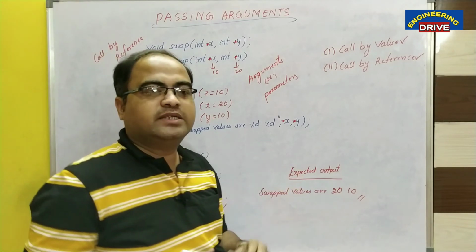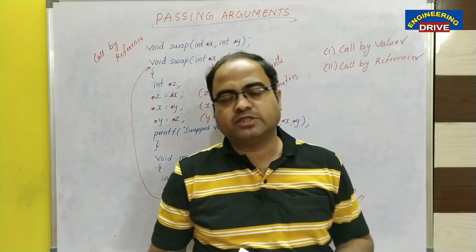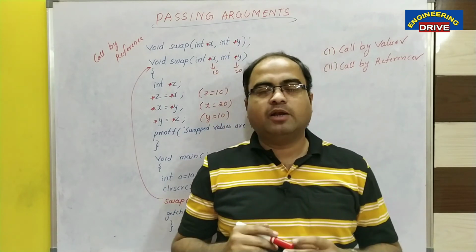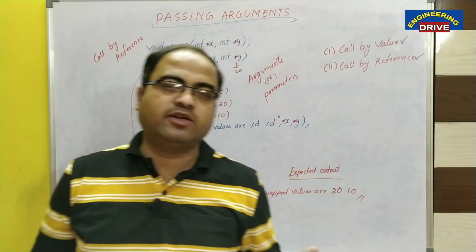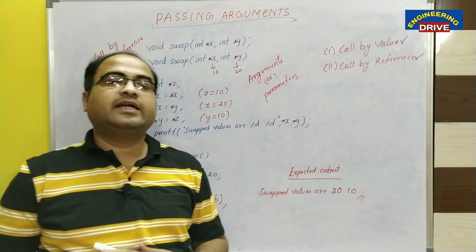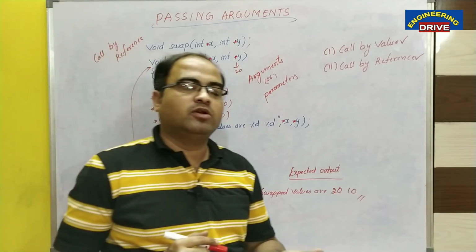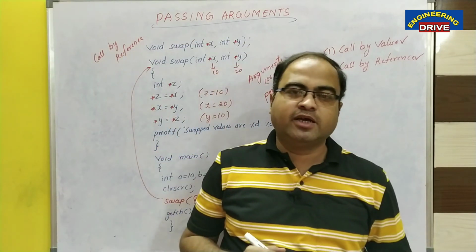So these are the two ways in which we can pass the parameters to the function. Call by value and call by reference. The technique of passing the value of the variable to the user defined function is call by value. The technique of passing the address of the variable to the user defined function is call by reference.